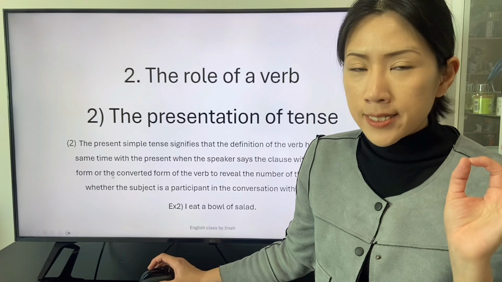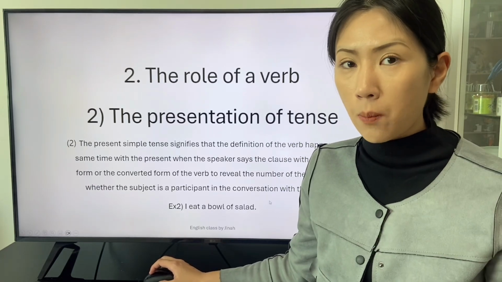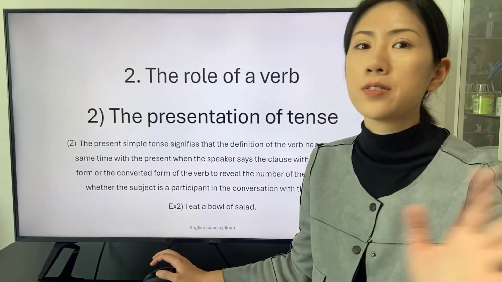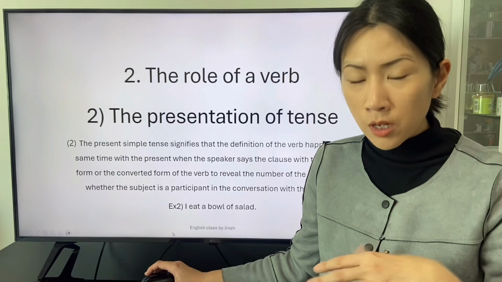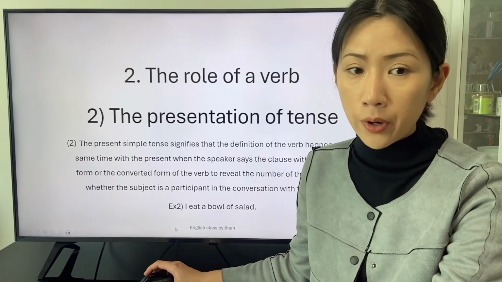There is an exemplary clause: I eat a bowl of salad. This clause is about the speaker. The speaker is a participant in the conversation. So the transitive verb eat stays in its original form.